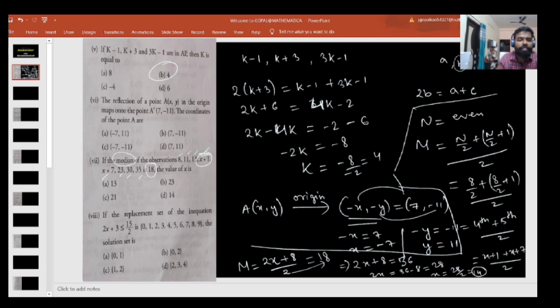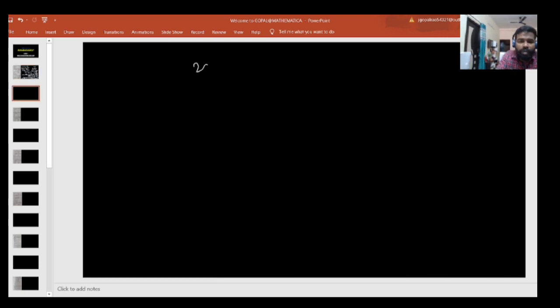So finally the answer is 14 here, and in the previous question the answers were minus 7 and 11. Okay, see, the value of x is minus 7 and the value of y is 11. And then the fourth question for us here is from inequation, linear inequation. Okay, so that is 2x plus 3 is less than or equal to 15 by 2.